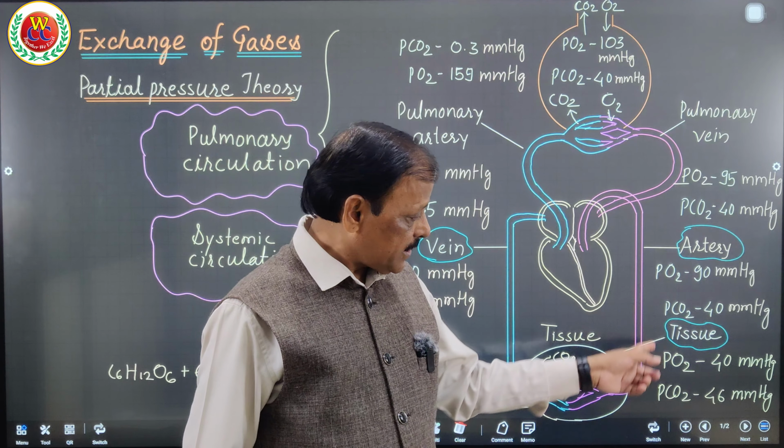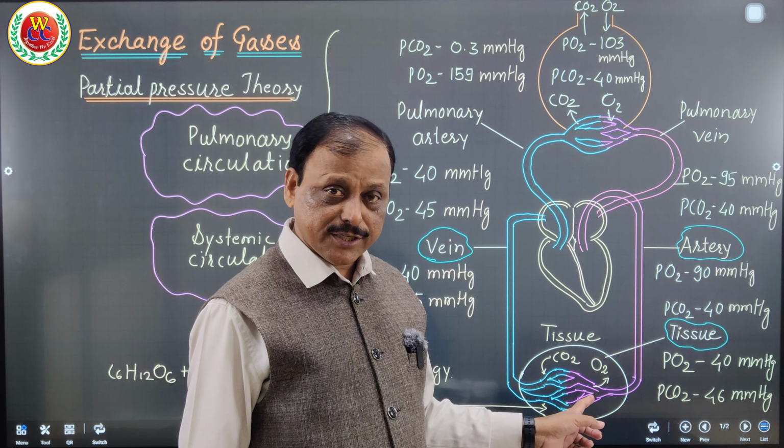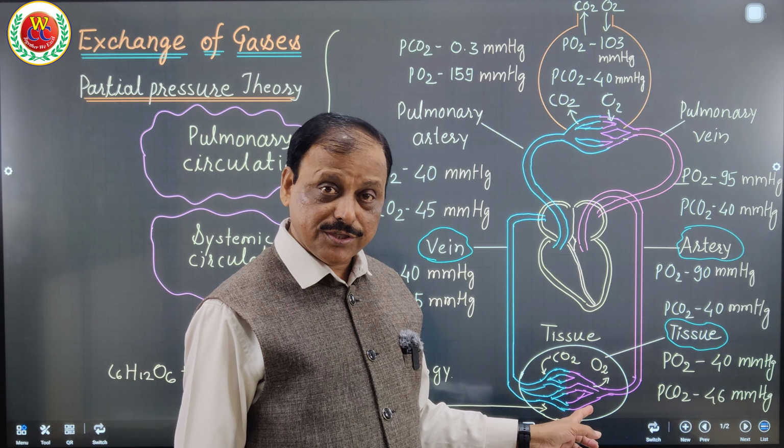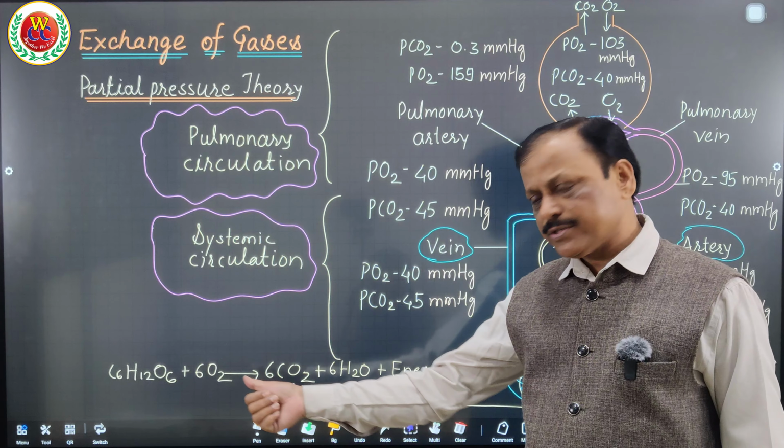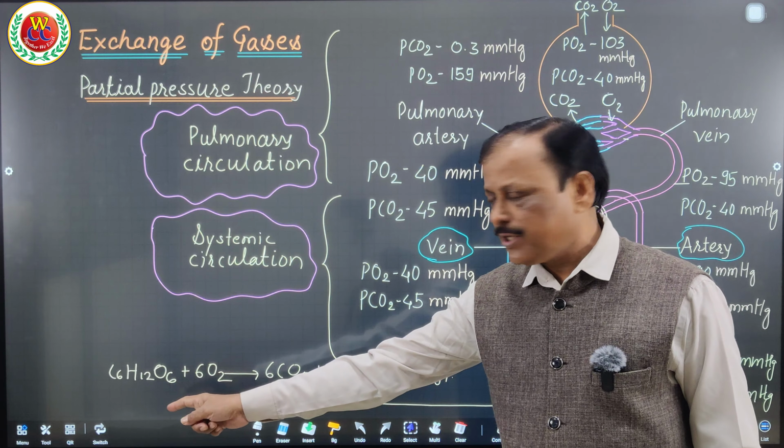Now see, when that arteriole and capillary get exposed to the tissue where the respiration process is going on, as you know, C6H12O6 is oxidised, where oxygen is continuously consumed and CO2 is continuously produced. Therefore inside the tissue the partial pressure of carbon dioxide is always high, and the partial pressure of oxygen is less, that is, PO2 of the tissue is 40 mmHg and PCO2 of the tissue is 46 mmHg.